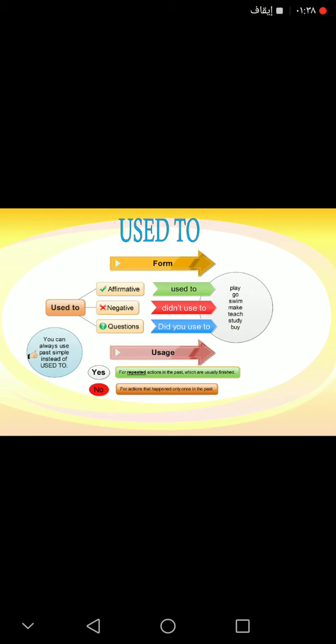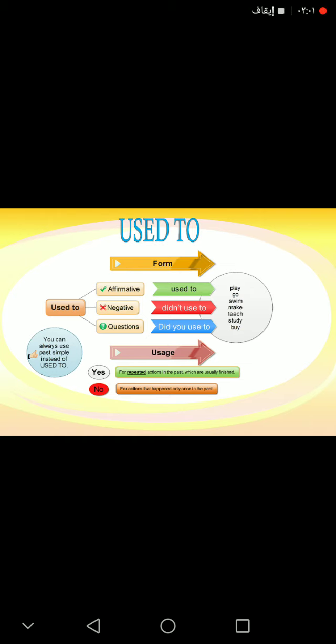In the form of the question, we start with did as an auxiliary verb, and this is called a yes/no question. We also studied it before. So, did you use to? Did you use to play? Did you use to go? Did you use to swim? Did you use to make? Did you use to teach? Did you use to study? Did you use to buy?